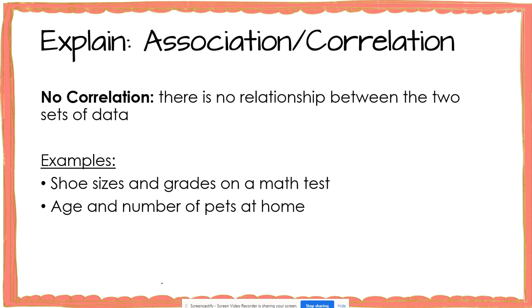A person's age and their number of pets at home. Well, typically, as someone gets older, the number of pets that they have at home is not going to increase or decrease drastically. It may increase by 1 or 2 or decrease by 1 or 2, but typically it will not have a decrease that is huge or an increase that is huge. And if it did, that would probably be an outlier. For the most part, there's not going to be much correlation between a person's age and the number of pets that they have.